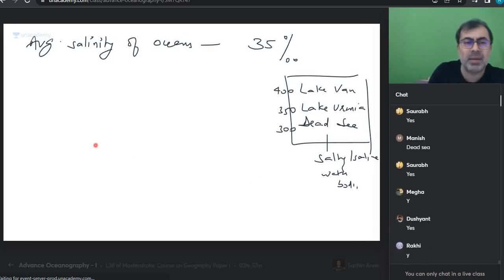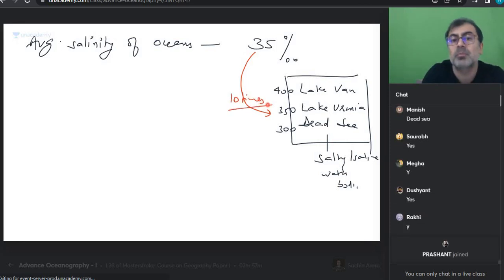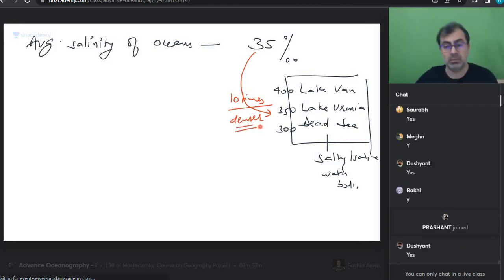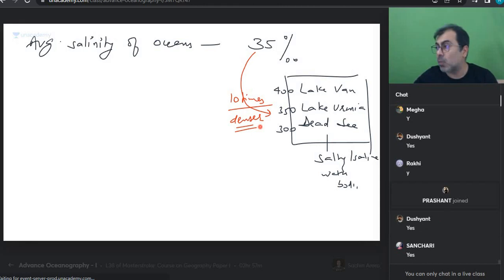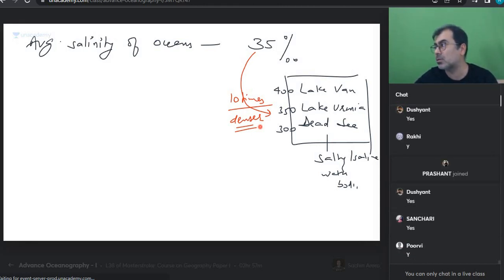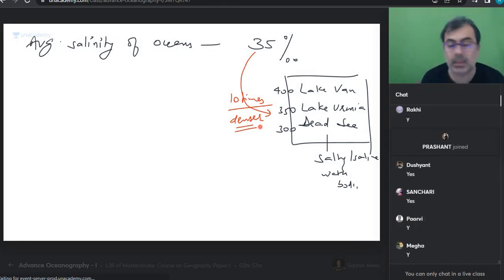Why did I say this? My intention was that these are at least 10 times saltier. And if they are 10 times saltier, can I say denser also? They are denser also, so their density is also high. Salty water is denser water. Why does it change? We will see that too, but we are not doing it right now. We are not looking at that now, but we will look at it later on. Is everyone with me on this? Clear? Let us go further.